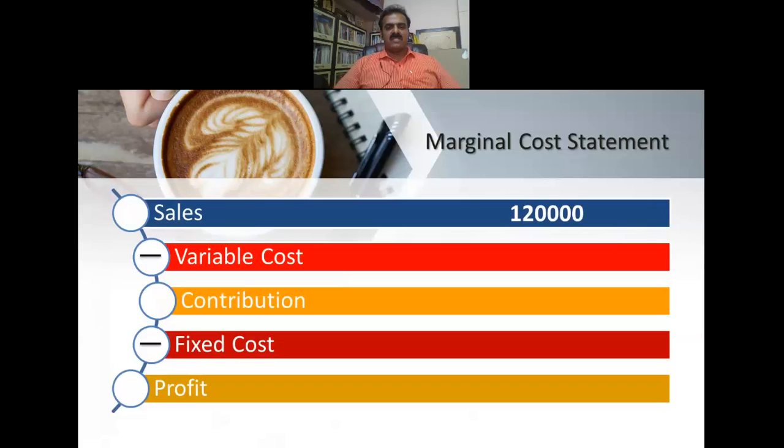In the problem, the sales is given as 1,20,000 and variable cost is given as 60,000. Therefore, 120 minus 60, contribution is 60,000 rupees. From this contribution, deduct the fixed cost given in the question, that is 30,000. Therefore, the profit is 30,000 rupees. So these are the fundamental values which we need for the further process.